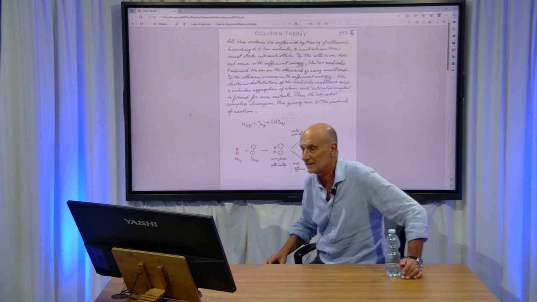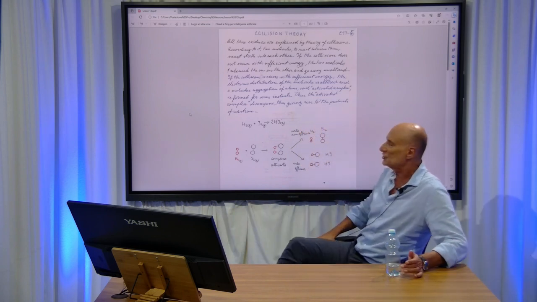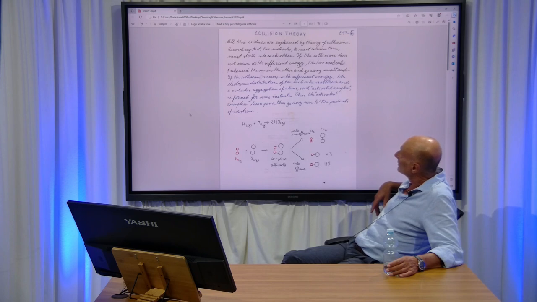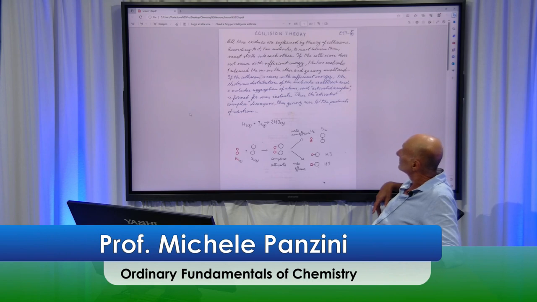Well, there is a theory, the collision theory, which explains all the experimental evidence that we have described until now. The collision theory says that two molecules, to react with each other, must strike into each other. When a molecule strikes another molecule, it is not certain that this strike is effective. This strike may be effective, or this strike may be non-effective.